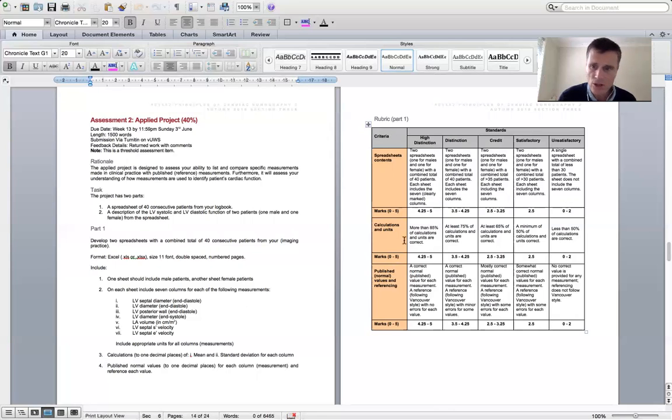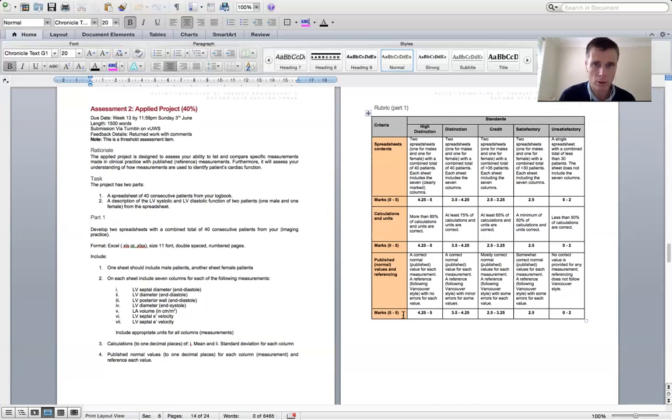The calculations and the units are correct. Again, you anticipate a good mark. And if there are published normal values and references included, you'll be marked well for all of those. So that's part 1 of the applied project.